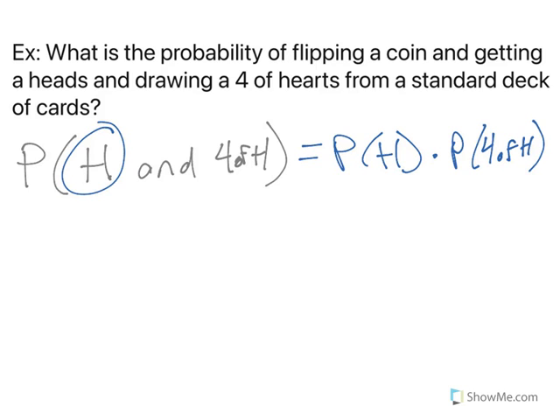So when I flip a coin, I have 2 options. So my denominator is 2, because that's how many total possibilities there are. And how many of them are heads? Well, on a coin, just 1. So the probability of flipping a heads is just 1/2.